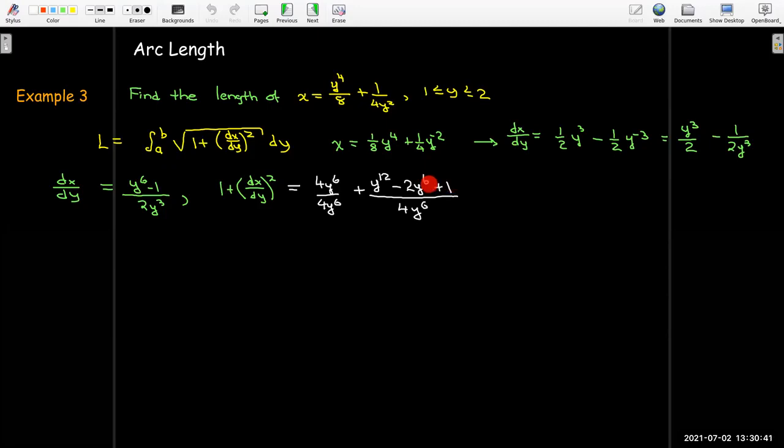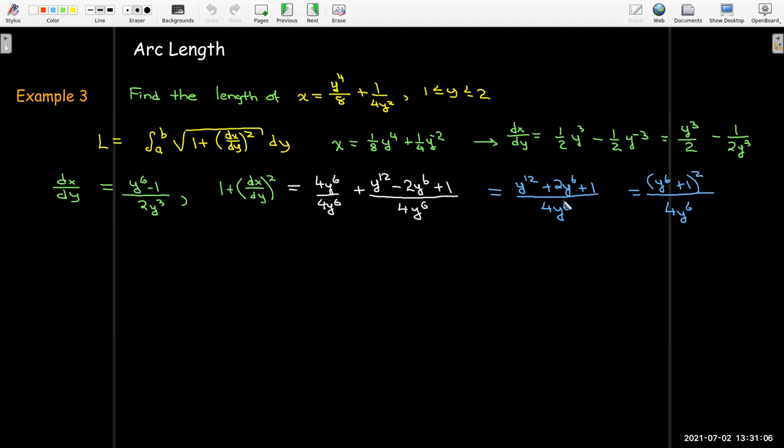I needed to use FOIL to get y to the power of 6 minus 1 quantity squared as y to the power of 12 minus 2y to the power of 6 plus 1. And now when I combine like terms, instead of having a minus 2y to the power of 6, I have a plus 2y to the power of 6. And the advantage of that is now I have a perfect square on the top and on the bottom. So both the numerator and the denominator are perfect squares, because in my integrand, I need to take the radical of 1 plus dx by dy squared. So when I take the radical, I'll just be able to take the square root of top and bottom.